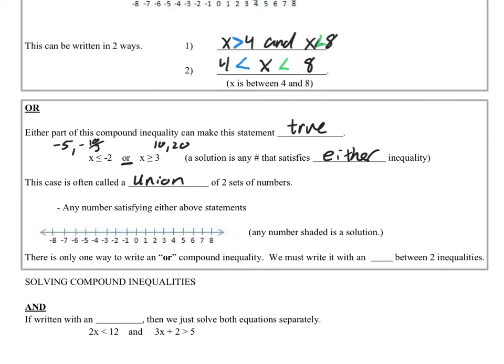So if we graph these, x is less than or equal to -2, closed circle because we have that or equals to, x is greater than 3. All right, the or is telling us that I can select a number from any of those shaded regions and it'll be a solution to the compound inequality. Unlike an and, we only have one way to write an or inequality, and it is as we have it written above here using the word or in between the two inequalities. So let's take a look at an example solving some of these inequalities.